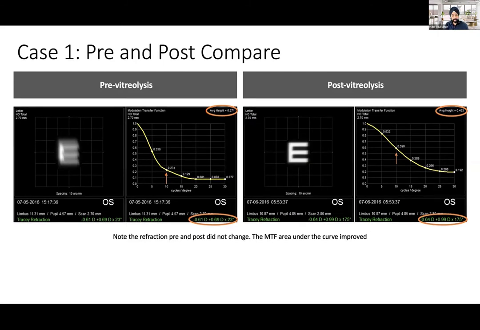So this is pre-op here on the left, showing us that this patient had a significantly decreased modulation transfer function. Contrast. Now remember, this patient was 20/20 on the visual acuity charts, but look at the contrast there. See the average height here, and you see the refraction again. Now on the right here, the refraction did not change, but look at the significant improvement post-vitreolysis on the MTF curve. You almost doubled the contrast sensitivity of this patient.